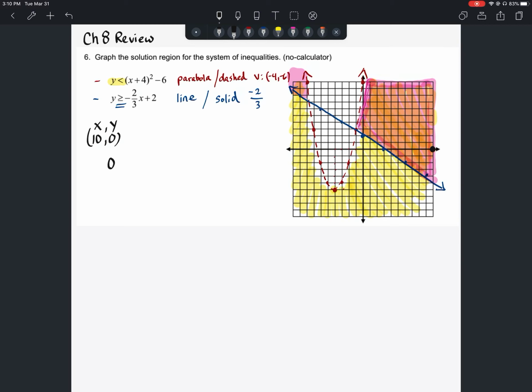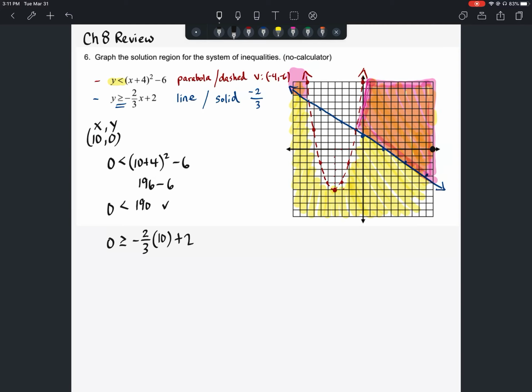So I'm going to put 0 is less than 10 plus 4 squared minus 6. 10 plus 4 is 14. 14 squared is 196. Minus 6 is 190. 0 is definitely less than 190. And then let's plug it into the second one. We've got 0 is greater than or equal to negative 2/3 times 10 plus 2. Well, we take that and we multiply it out here.